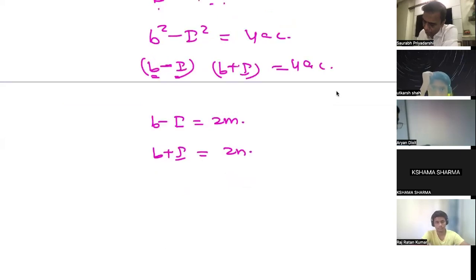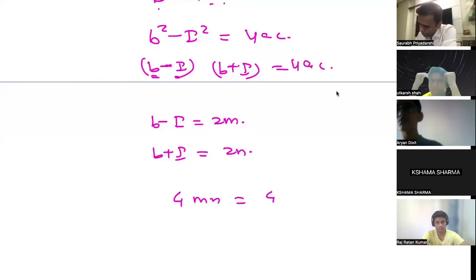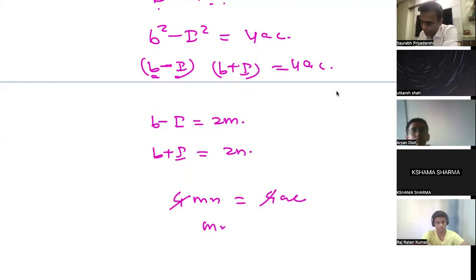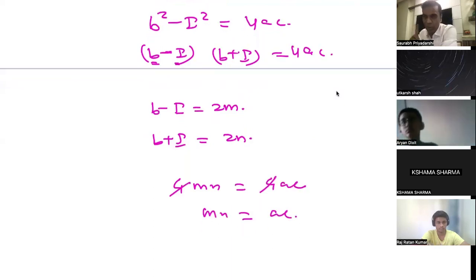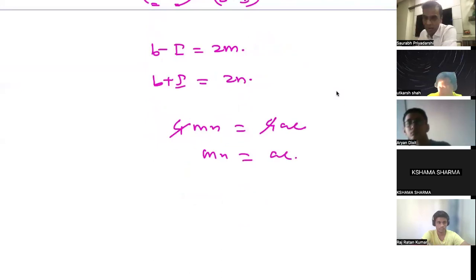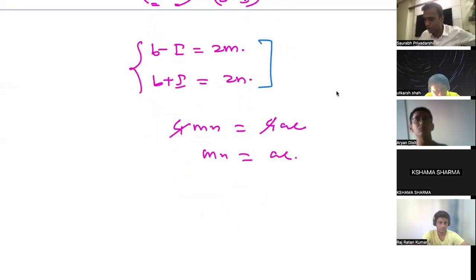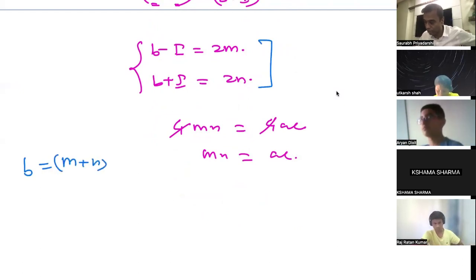If I add both the terms, what I'm getting from these two is b is equal to m plus n. 2 cancels out, b is equal to m plus n. Since b is an odd number, this is possible only if one of m and n is even and the other is odd. So m is even, n is odd. So this product must be an even number. But this is given as odd, which means this is not possible. So the roots must not be integers.